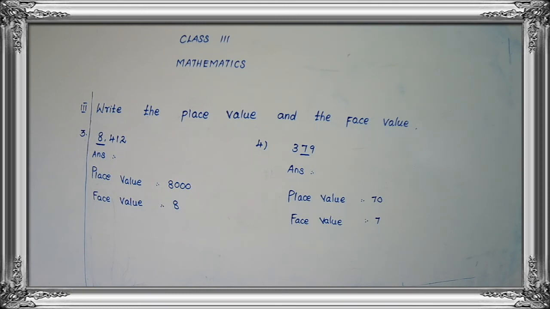Then place value means you see the underlined digit. 6 is in which place? Tens place. Are you sure, children? 6 is in tens place. So in the place value chart you have to write 60. Okay, 60 is called 60. Then see the next one.